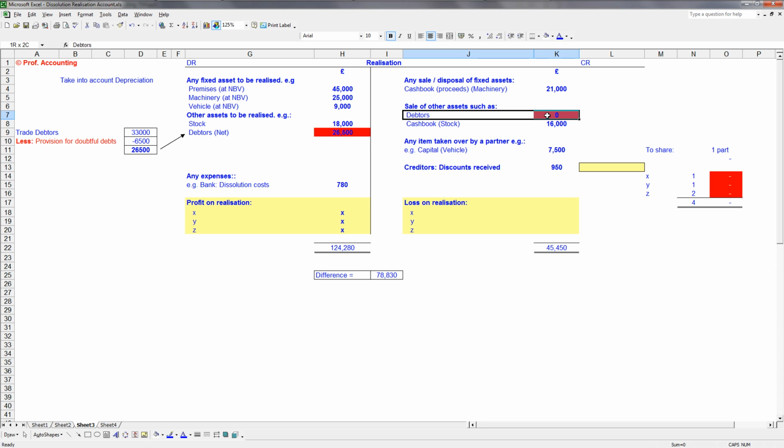We probably won't get all debtors, but we have to incentivise them. We have to give them a reason to give us the money now, because we want to wind up the business as quick as we can. So we might give a cash discount, discounts allowed. In settlement for that debt of 26.5, we might get £24,000, just as an example. Well, the difference between money received and money owed to us as a business is £2,500.